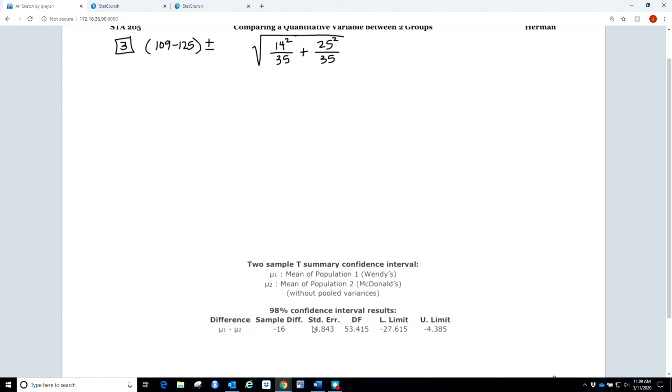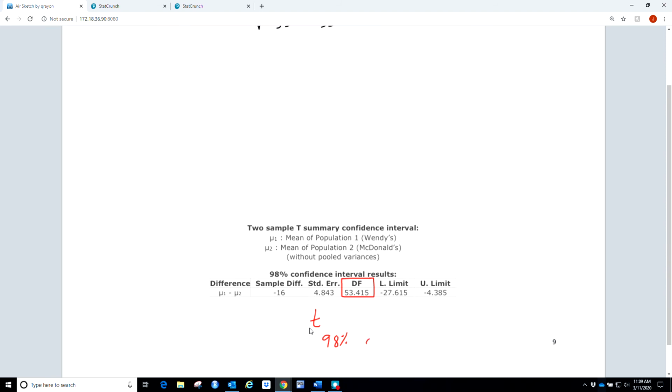You'll notice down here in the StatCrunch output that degrees of freedom are given to us. And at this point, you may be able to see why you're not calculating this by hand. Generally, our degrees of freedom has been a whole number, and that's not the case when we're working with two independent samples. So we're going to use that to help me find my t. So I'm going to use the fact that we're 98% confident, and for my degrees of freedom, I would like to try to use 53. So let's pull up our table and look at that first.